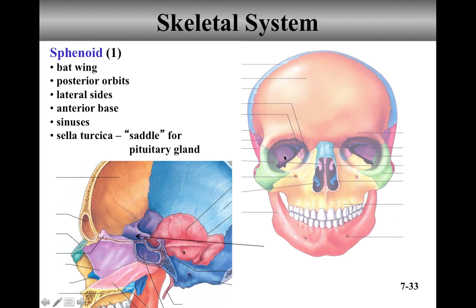It forms the posterior of the orbits, so the back of the eye socket. It leaves a little optic foramen or optic canal for the optic nerve to leave your eyeball and get back to your brain, which is kind of cool. It forms a little bit of the lateral sides of the skull, which you can see in this diagram, and a little bit of the anterior base of the skull. And then it contains some sinuses, which we call sphenoid sinuses or sphenoidal sinuses, and that is on your terms to know list. The sphenoidal sinuses are right in here.